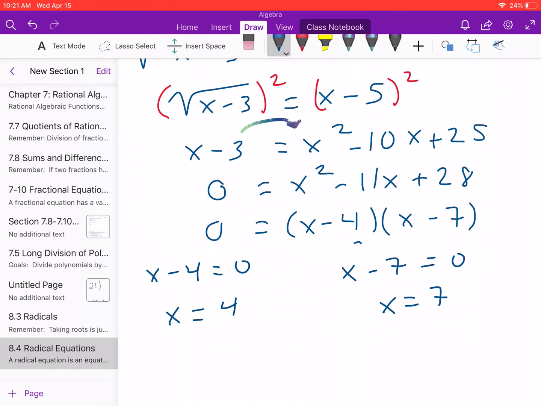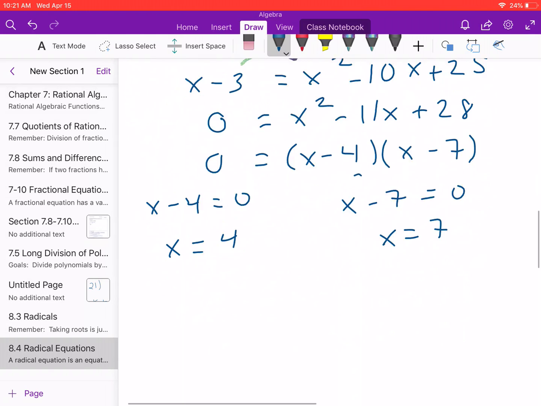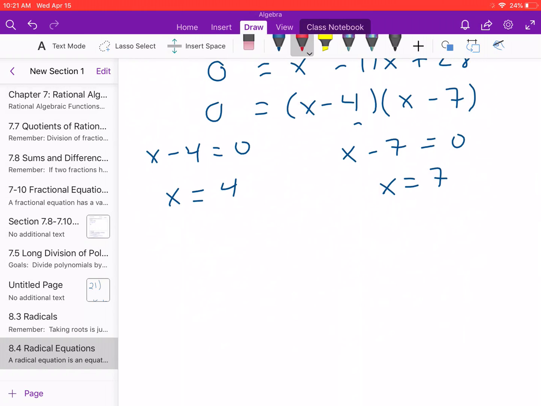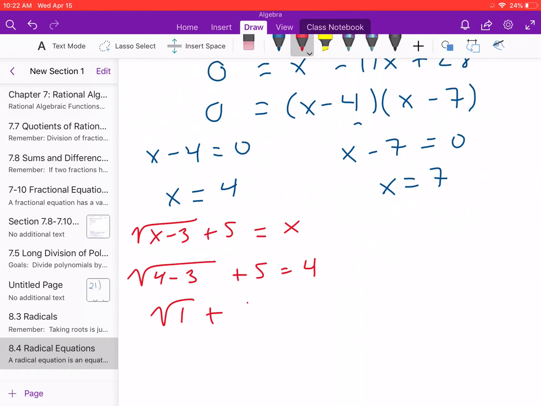Now, I have to do my check step because one of these may not actually be a solution. So when I go ahead and plug 4 back into my original equation, and the original equation was the square root of x minus 3 plus 5 equals x, when I plug that 4 in, the square root of 4 minus 3 plus 5 equals 4. The square root of 1 plus 5 equals 4. The square root of 1 is 1, and 1 plus 5 is 6. And 6 does not equal 4.